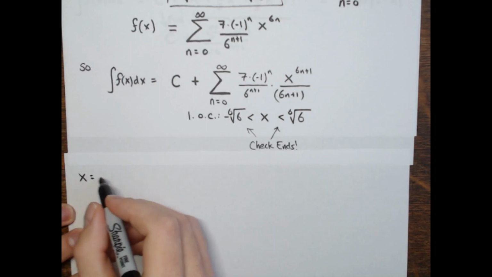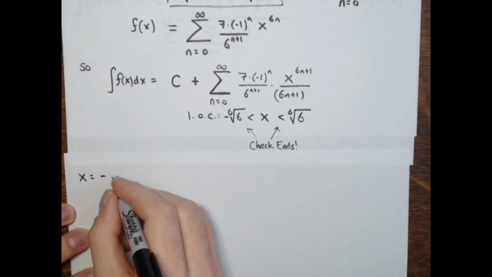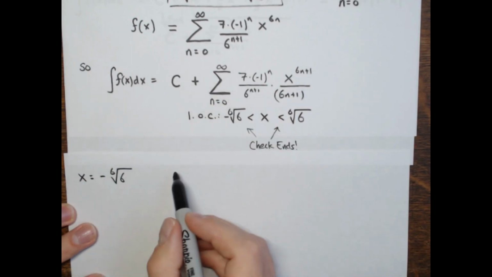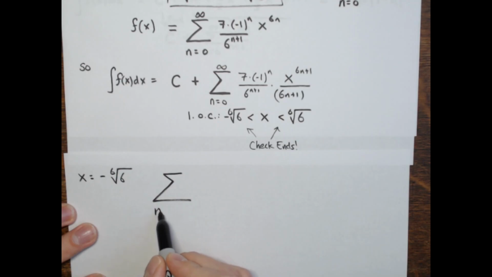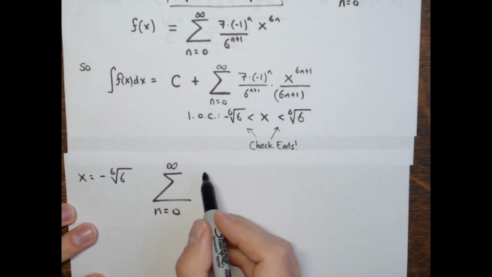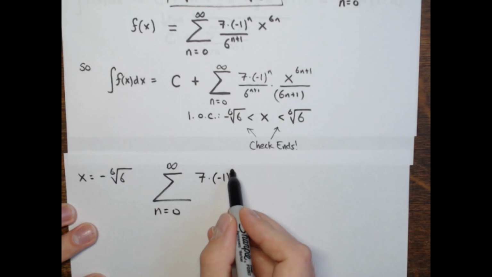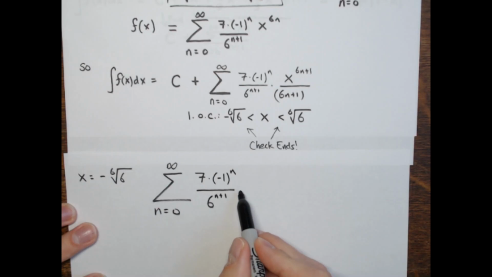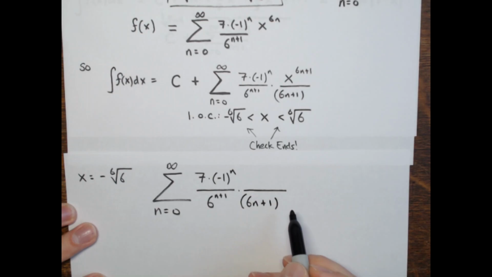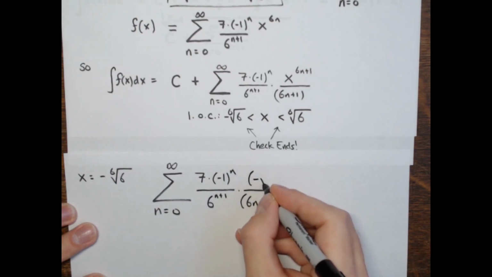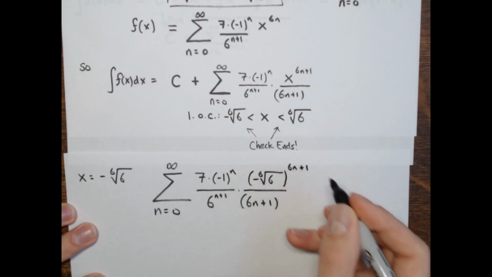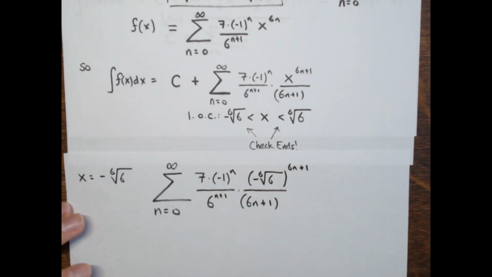So when x equals negative 6th root of 6, this series I'm looking at is this. You've got the sum n equals 0 to infinity of 7 times negative 1 to the nth over 6 to the n plus 1 power, and you've got 6n plus 1 in the denominator here. And then negative 6th root of 6, to the 6n plus 1 power.